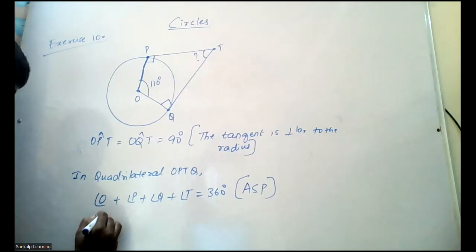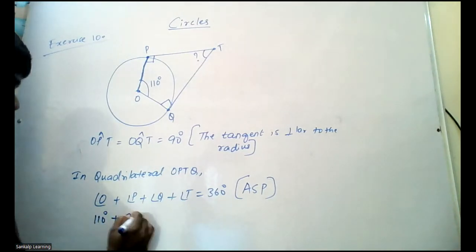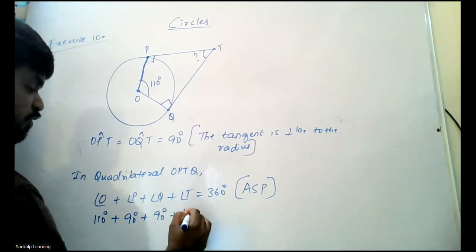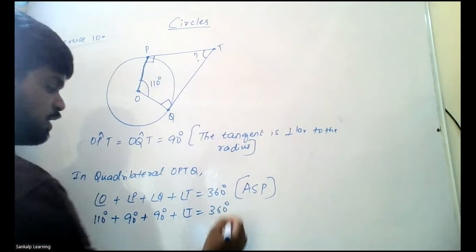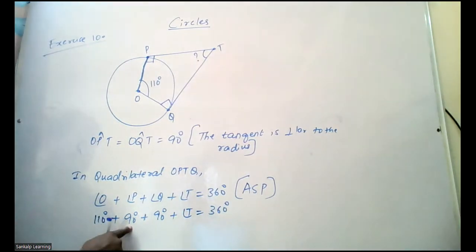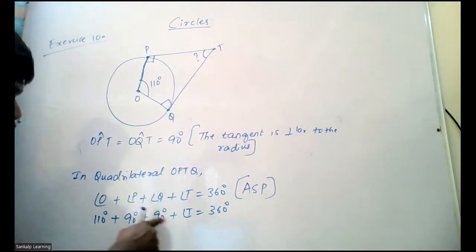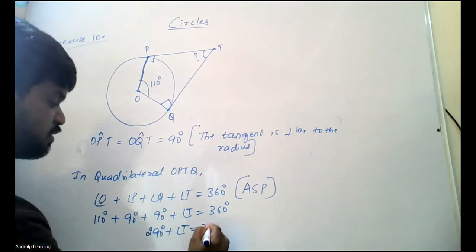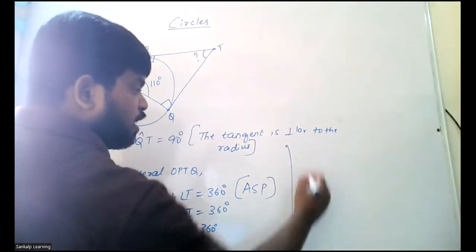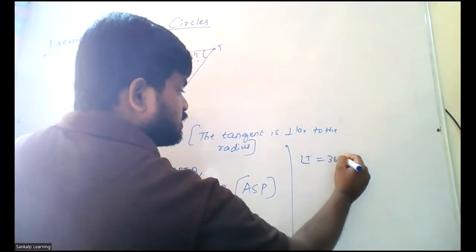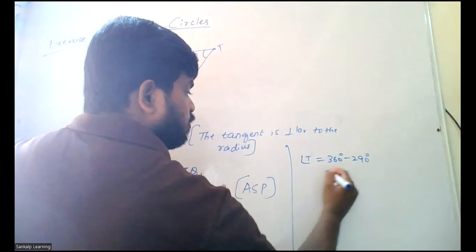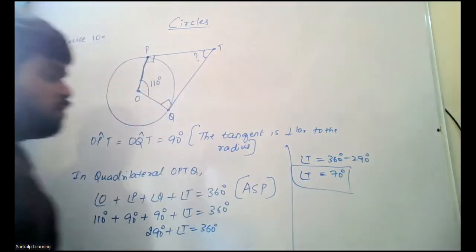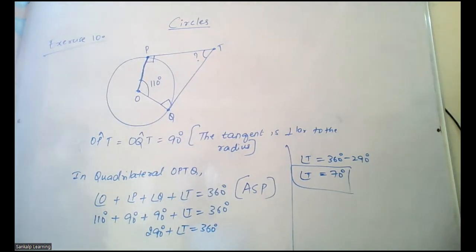What is O? 110. What is P? 90. What is Q? 90 degrees. What is T? We have to find it. The sum equals 360 degrees. So 110 plus 90 is 200. 200 plus 90 is 290. 290 degrees plus angle T equals 360. Therefore, angle T will be 360 minus 290, which gives you 70 degrees. Angle T is equal to 70 degrees.